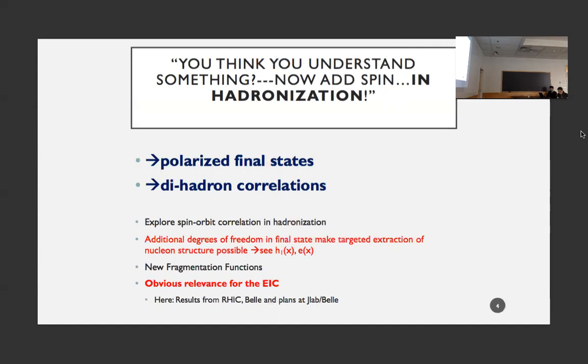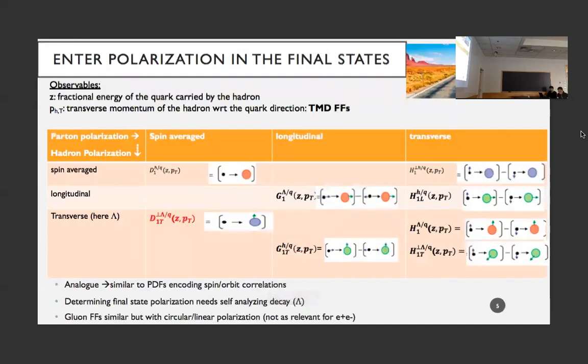In terms of the topic for this workshop, I think this is of obvious relevance for the ESC, where we're interested in both hadronization and nucleon structure. Here I will mainly talk about results from RHIC, Belle, and plans at JLab and Belle, and also point out all the measurements we can still do with the data that we have on tape, for example at the STAR experiment.